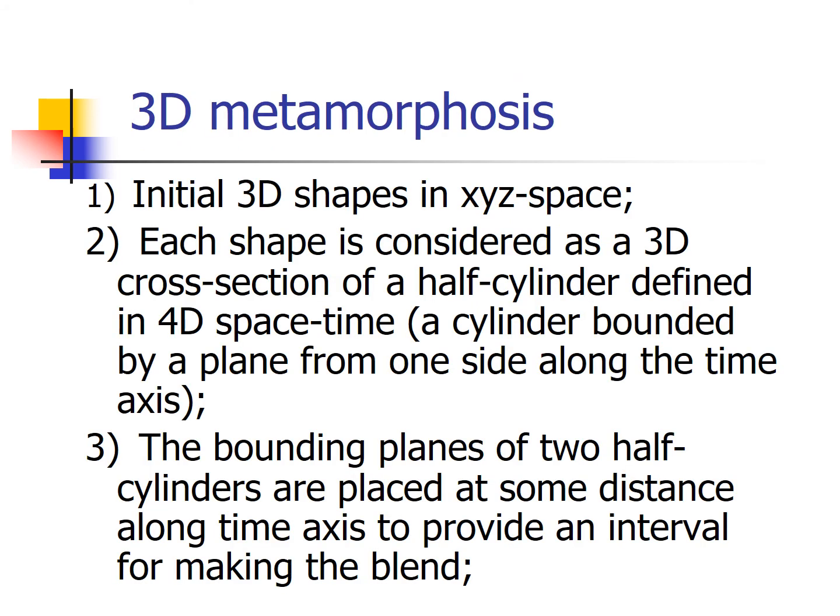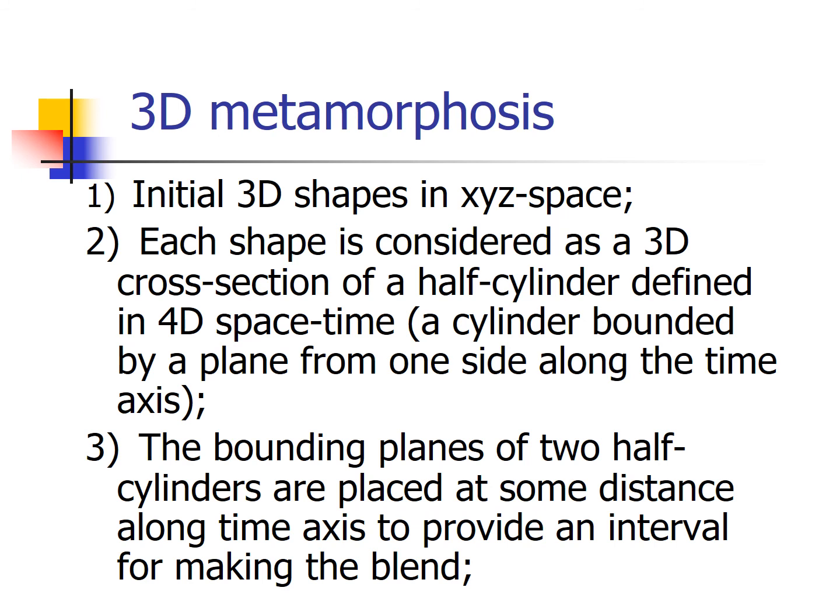Now let's discuss the 3D case. The space-time blending procedure for initial 3D shapes consists of the following steps, analogous to those applied for 2D shapes. First of all, two initial 3D shapes are given in x, y, and z space. Next, each shape is considered as a 3D cross-section of a half-cylinder defined in 4D space-time, a cylinder bounded by a plane from one side along the time axis.